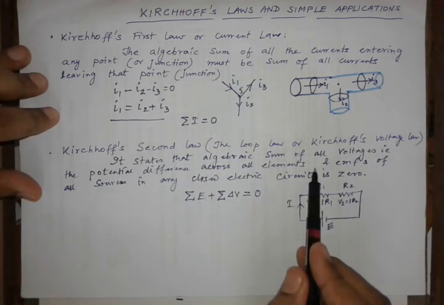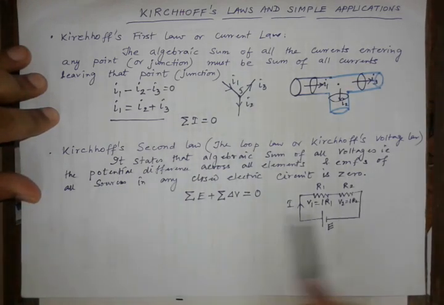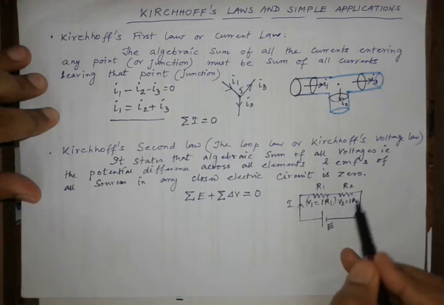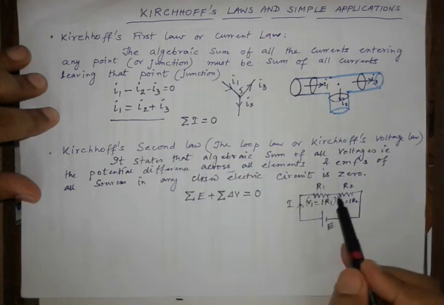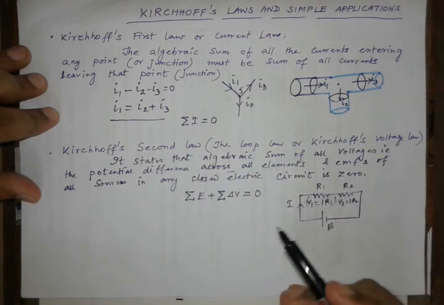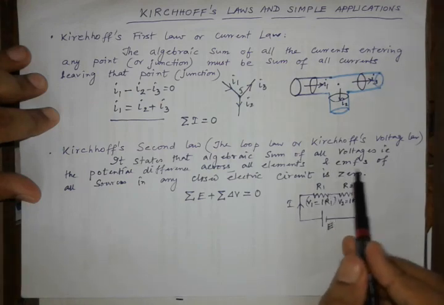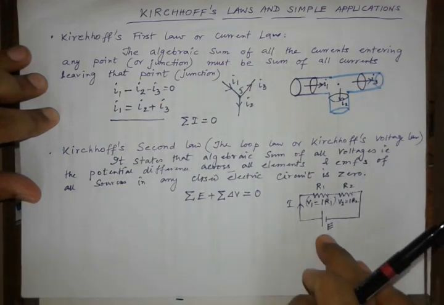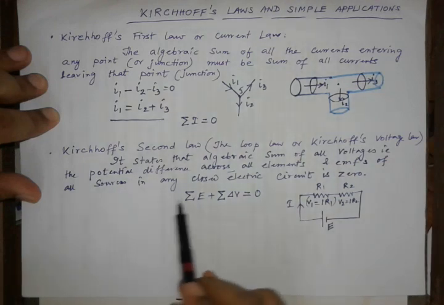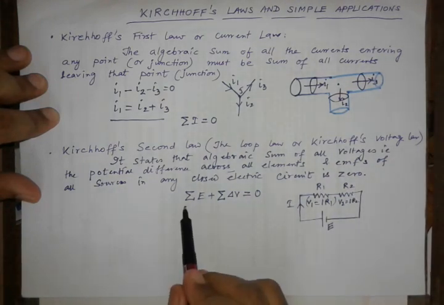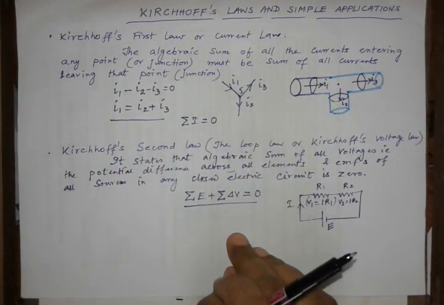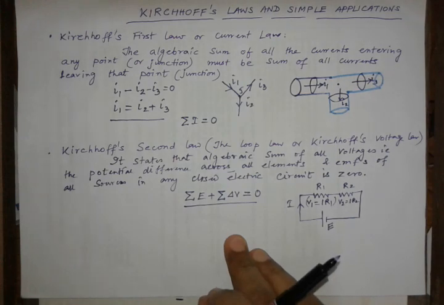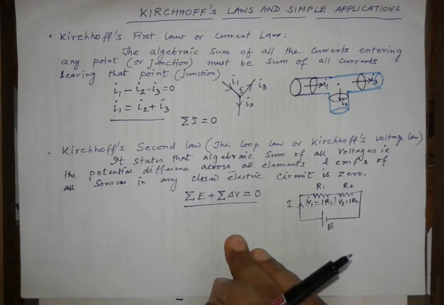It states that the algebraic sum of all the voltages, that is the potential difference, V1 and V2 being the potential differences across these resistances, across the elements, here resistance, and other elements might be capacitors, so many things are there, and the EMF of all the sources, there could be more than one source, in any closed circuit is 0. So these two laws are very important. Now there is one sign convention, which we have to remember, and it is very, very important. So, sign convention.